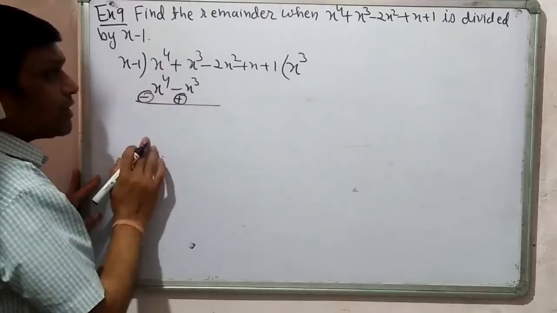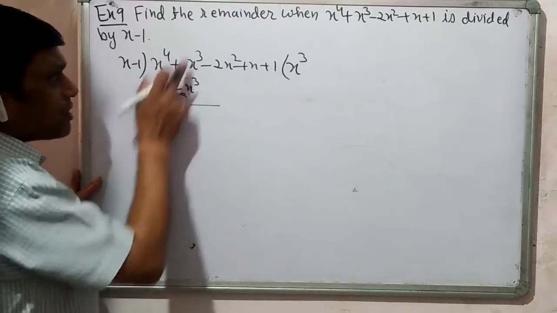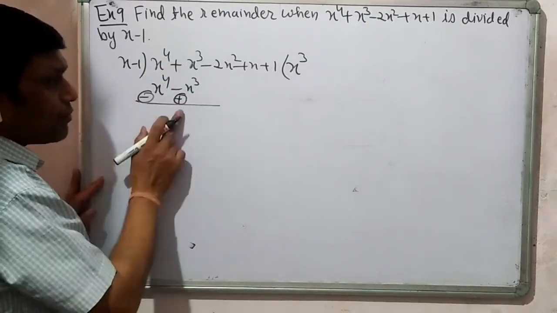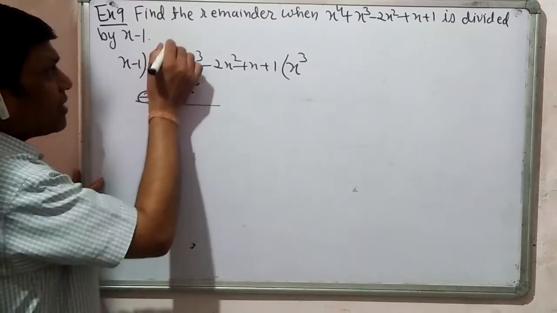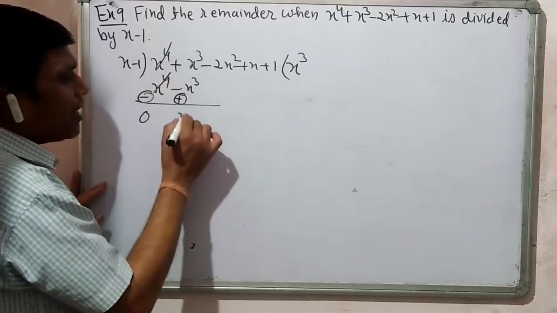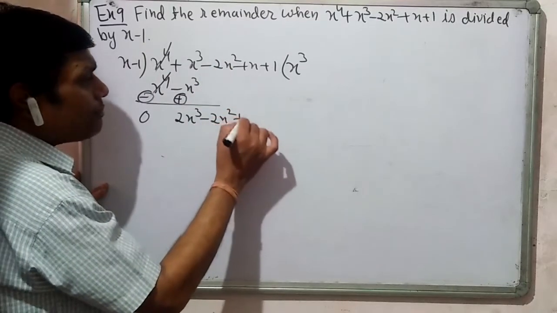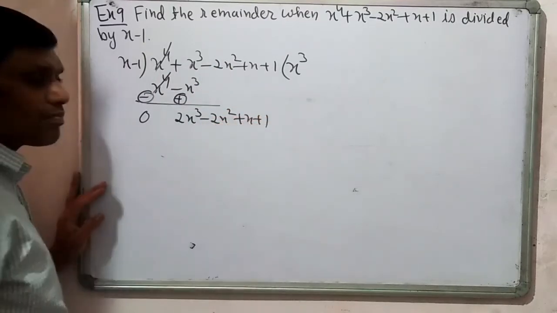There's quite a common mistake. People cancel it directly. No, please don't. Change the sign first. After that, see if it is cancelled. No, it is not. But this one is cancelled. We can cancel it. 0. X cube plus x cube, we get twice x cube. Minus twice x square plus x plus 1.